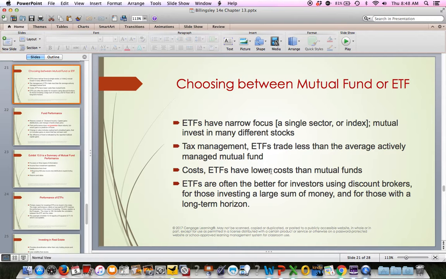And then ETFs are traded less than mutual funds are. They're a little bit easier to handle from a tax perspective. They have lower costs to get into. Generally, if you are setting money aside that you're thinking more long term with, an ETF would be a great way to go.